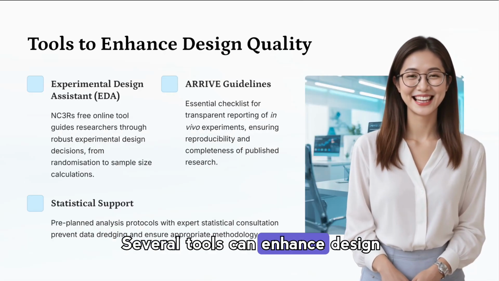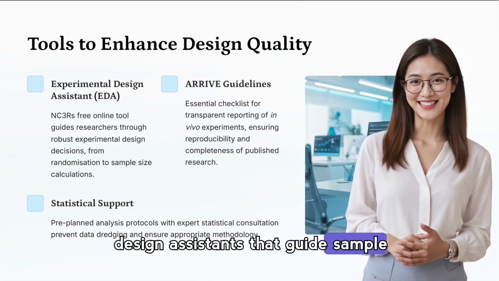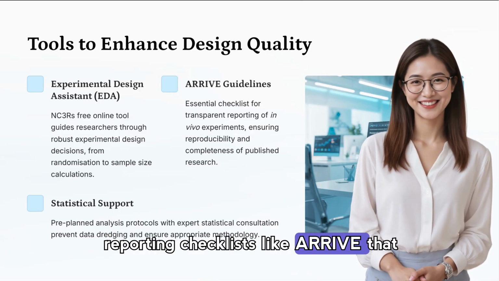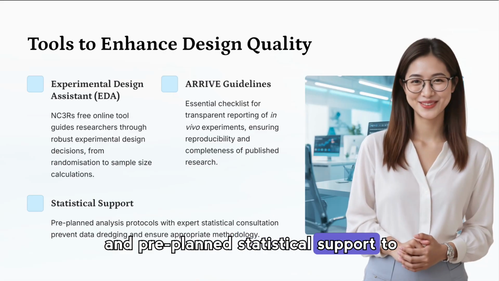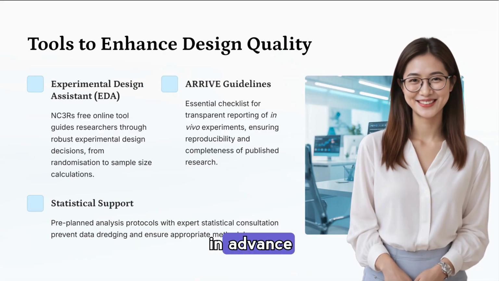Several tools can enhance design quality, from free online experimental design assistants that guide sample size and randomization decisions, to reporting checklists like ARRIVE that promote transparent in vivo reporting, and pre-planned statistical support to prevent data dredging and ensure robust analysis methods are selected in advance.